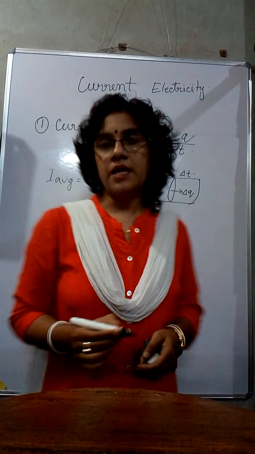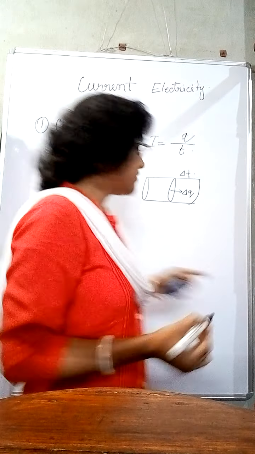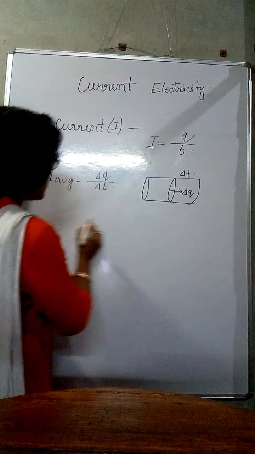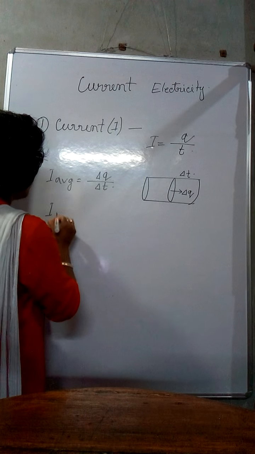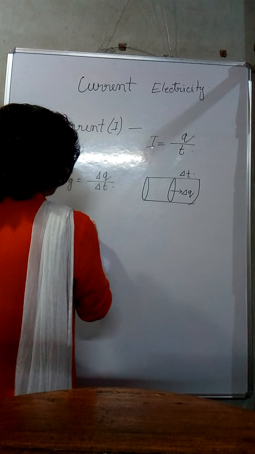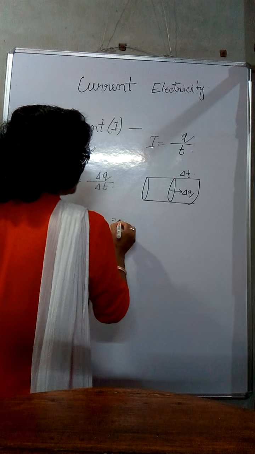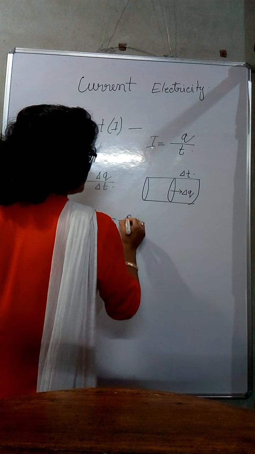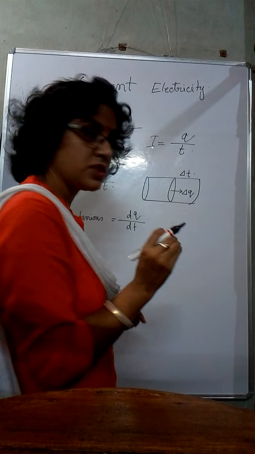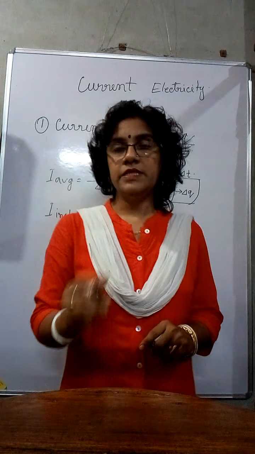Now, instantaneous current: at any instant, what is the current? If within a small interval dt, dq amount of charge is flowing, then the instantaneous current will be dq by dt.